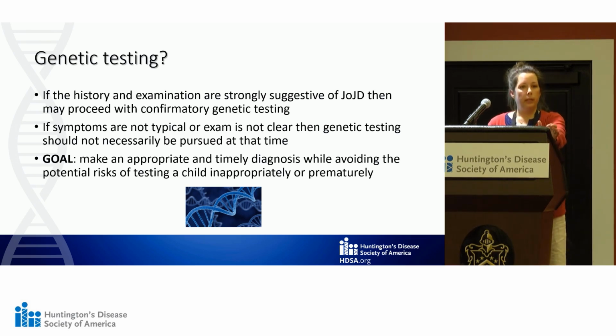So do we test or do we not test? Well, if the history and exam are strongly suggestive of JOHD, then we proceed with what we call confirmatory testing. We're diagnosing it clinically, and now I'm going to confirm that with a genetic diagnosis. All right. But if symptoms are not typical and exam is not clear, then you should not pursue genetic testing at that time. This is where you give it time. And the shared goal is to make an appropriate and timely diagnosis, but avoid potential risks of testing a child inappropriately or prematurely. Okay, that's our shared goal. We're not hedging, we're just trying to do the right thing for you and your family.